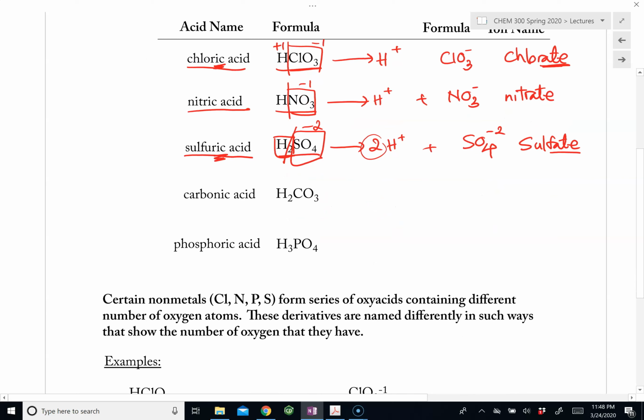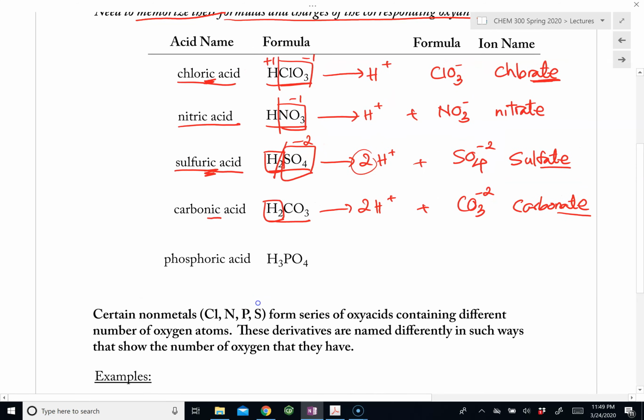And the next one is carbonic acid. The chemical formula of carbonic acid is H2CO3. Like sulfuric acid, it has 2 hydrogens in it, so it can actually break apart to produce up to 2 protons. The remaining part would then be CO3, now with a charge of negative 2, and this is named carbonate. So carbonic acid becomes carbonate.